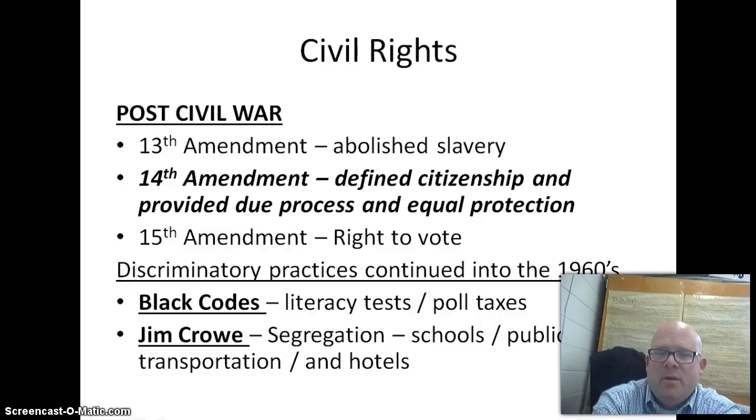The adoption of the 13th, 14th, and 15th Amendments is not going to end discrimination in the United States, and it's going to continue all the way up through and into the 1960s. We're talking about African Americans in particular here, with the black codes, which are going to be literacy tests and poll taxes, and Jim Crow, which is going to basically enforce legal segregation of schools, public transportation, and hotels. So even though we adopted the 14th Amendment with some really awesome language to protect these newly freed slaves, it's not going to be put into action until we get to the turn of the 20th century. And again, the Plessy-Ferguson case is the key there.